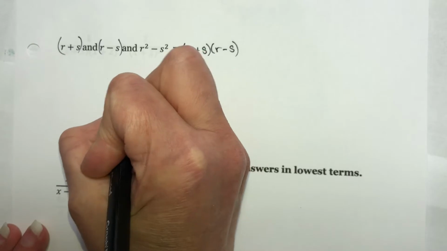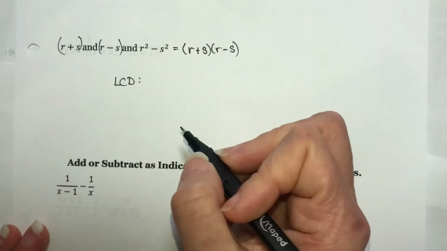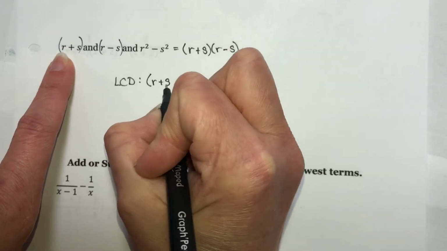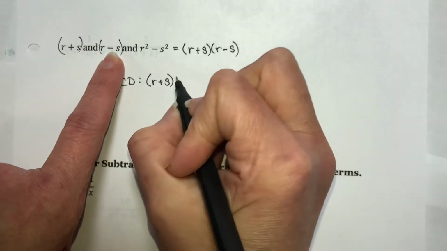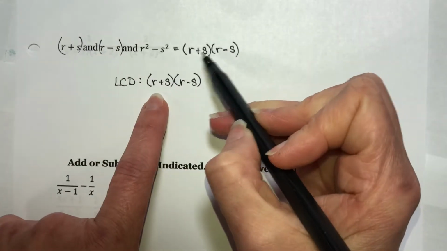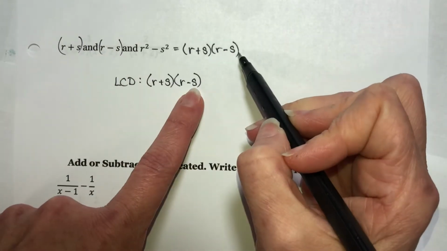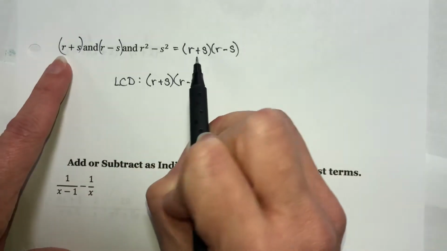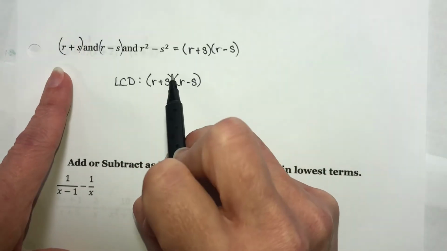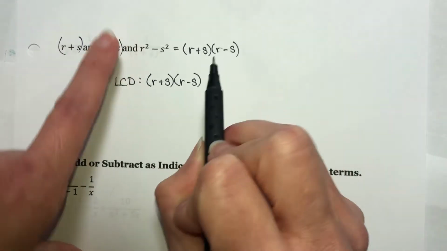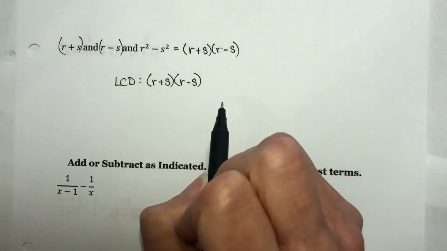Now for the LCD, we write down every base. I have an r plus s base. I have an r minus s base. Here I need an r plus s, I've got it. I need an r minus s, I've got it. The largest exponent that appears on an r plus s is a 1, so that's a 1 there, understood. And then r minus s, the same thing, the largest power is a 1. This is your LCD.